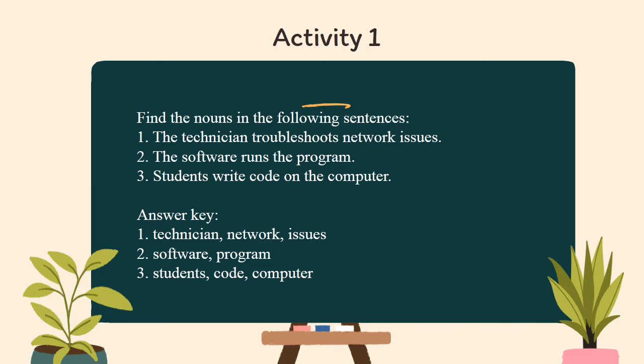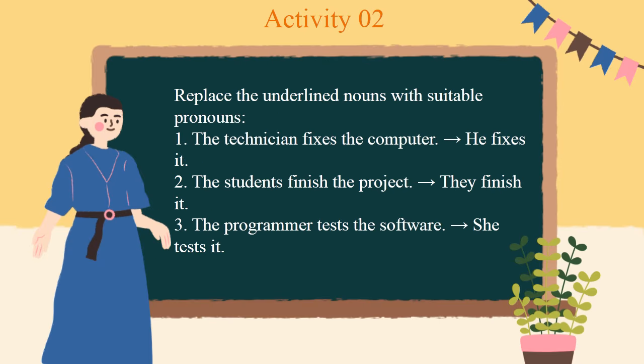I wish that you can finish the other sentences alone, and then you can check the answer if it is correct or not. However, in activity 2, which is very easy, you need to replace the underlined nouns with suitable pronouns. So here the activity is done, and we have already done it together in the online class. You can check the answer.